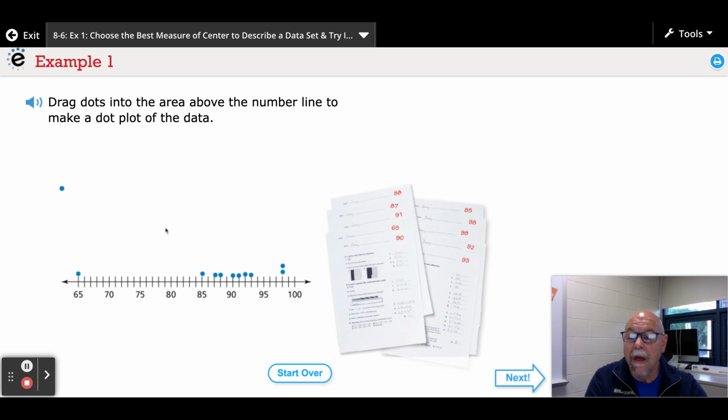All right. So you can see, I hope that you can see, most of Gary's scores are right here, kind of between 85 and 93. This one way over here we call an outlier. It's a piece of data that is way different than the other pieces of data. It lies outside of what the other pieces of data are. So we call it an outlier.